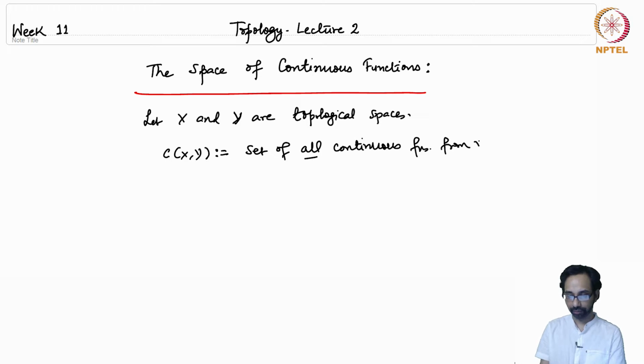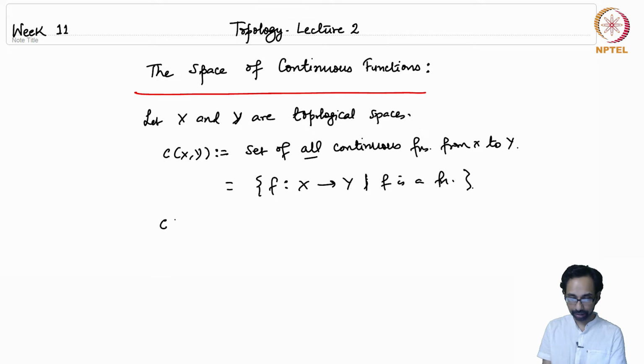from X to Y. So this is the set of functions from X to Y. F is a function. So notice that this space of the set of all continuous functions from X to Y is a subset of the set of all functions, which I denote F(X,Y). This is the set of all functions from X to Y.